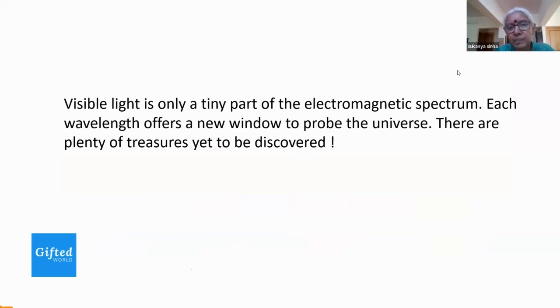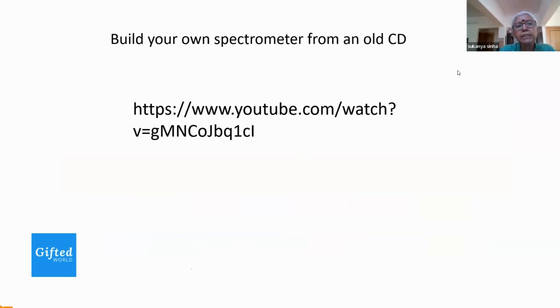So that's where I close. And I just want to share later that you can actually build your own spectrometer from an old CD, and there's a link for that. You can test various light from the sun, light from tube lights, whatever sources of light you have, and try it out. You'll have your own way of generating a spectrum.